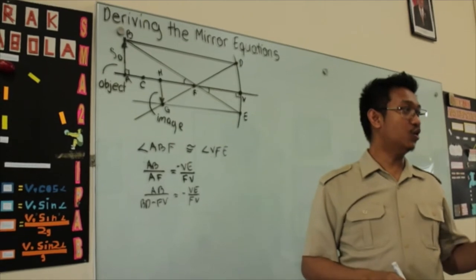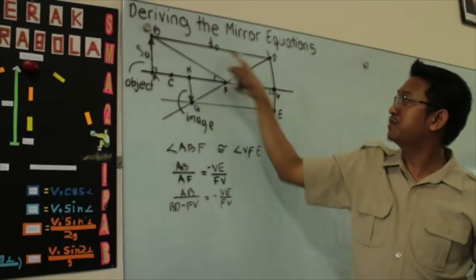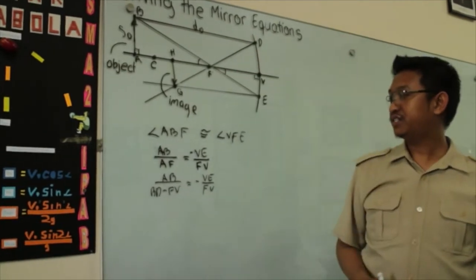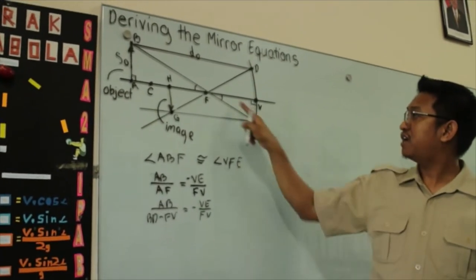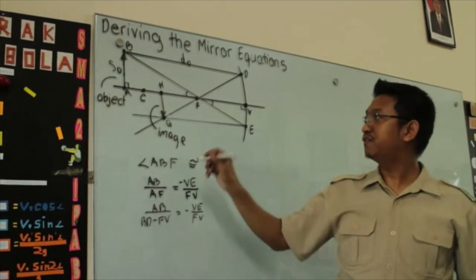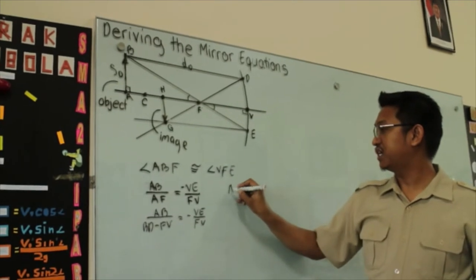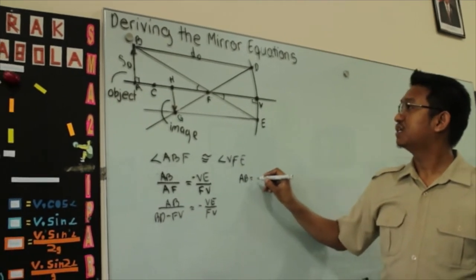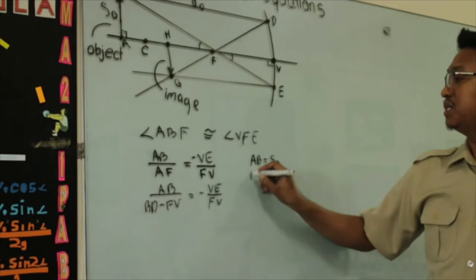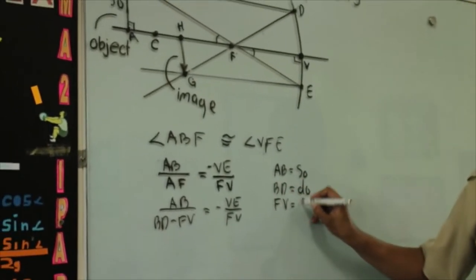DO, or the distance of the object from the mirror. Next, how about FB? What do you think is FB? Focal length. That's the focal length, right here. So we say that AB is SO, BD is DO, and then FB is the focal length.